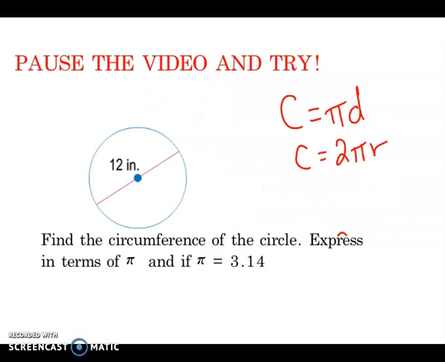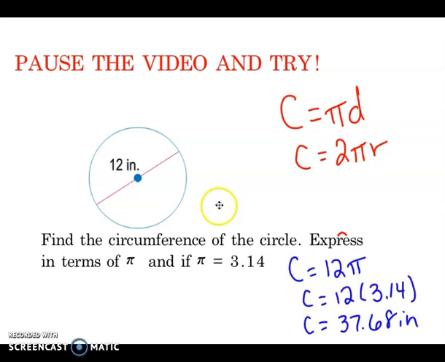Okay, so I put the two formulas for circumference on the screen. Please pause the video for a second and see if you can figure out the circumference of this circle. So hopefully you realize you were given the diameter. So the best formula to use was the first one, pi times the diameter. So you sub in 12 for d and you get 12 pi. And you know the equivalent of pi is 3.14, so you do 12 times 3.14, and you just multiply, and the circumference is 37.68 inches.